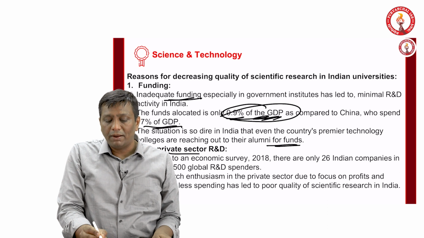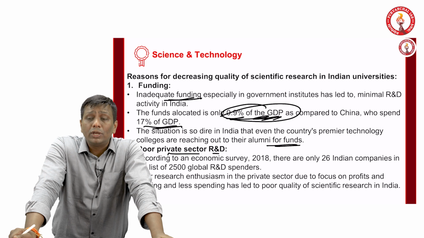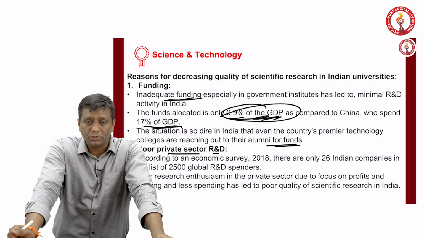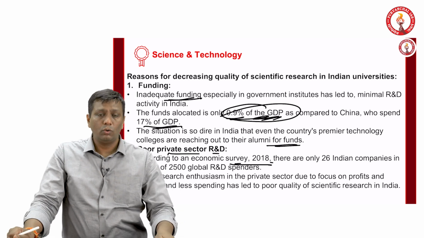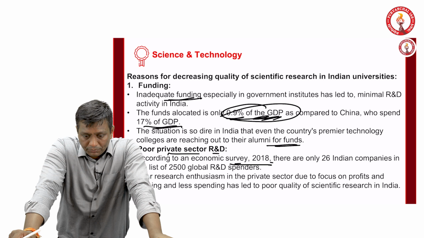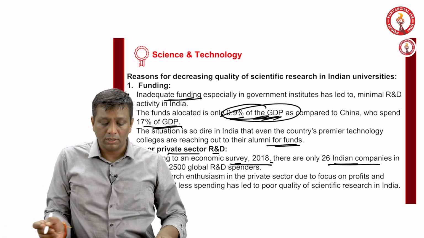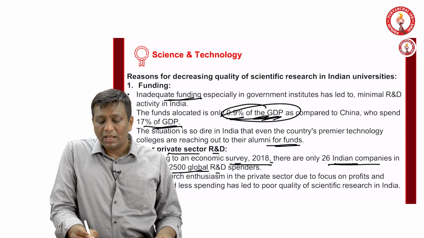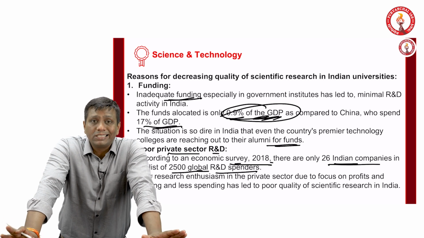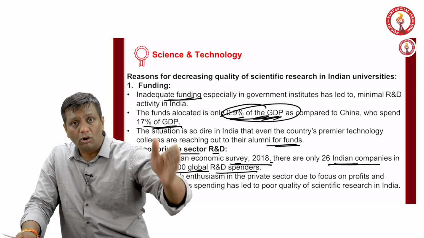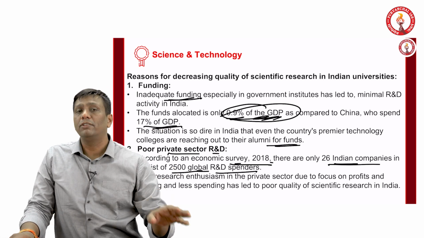Second one, poor private sector research and development. Even the private sectors invest to get the outputs. They are not investing in the inputs. Even on the basis of Economic Survey 2018, this is the last data, there are only 26 Indian companies in the list of 2,500 global R&D spenders. So a total of 26 out of 2,500 global research and development spenders, those spending a lot in the research and development sector. Out of 2,500 companies in the world, India has only 26.